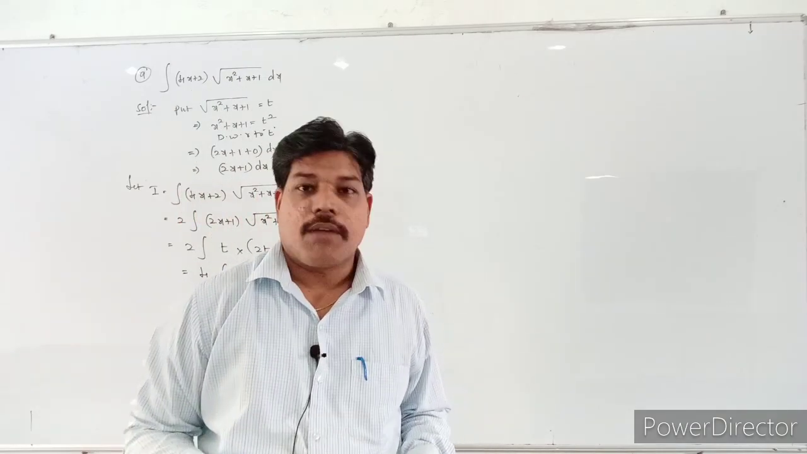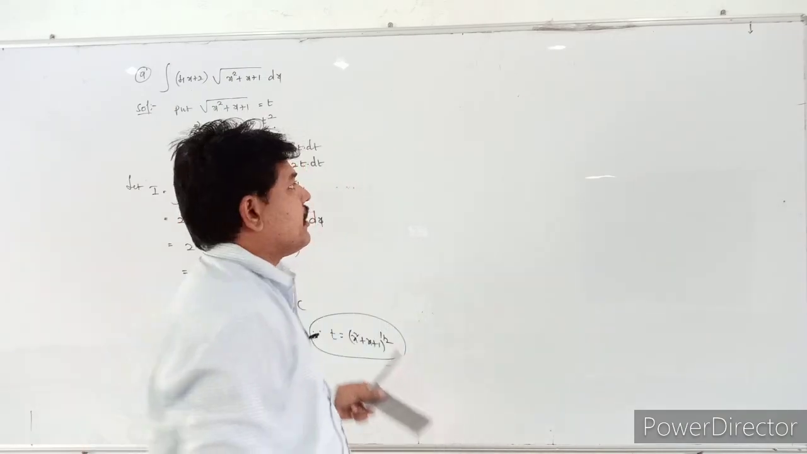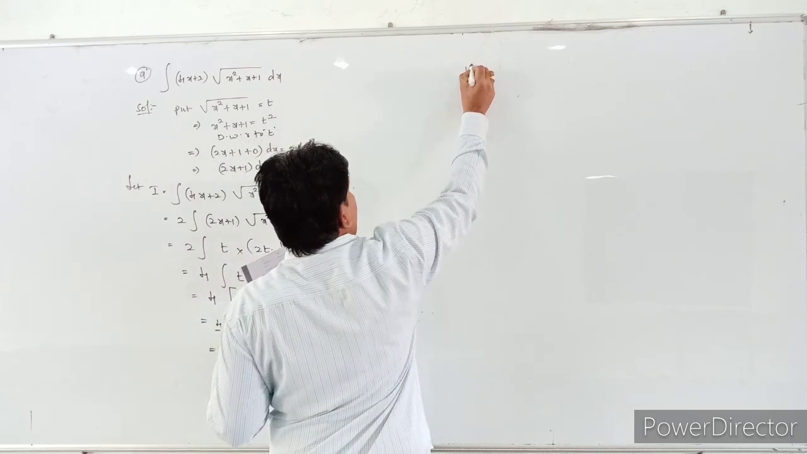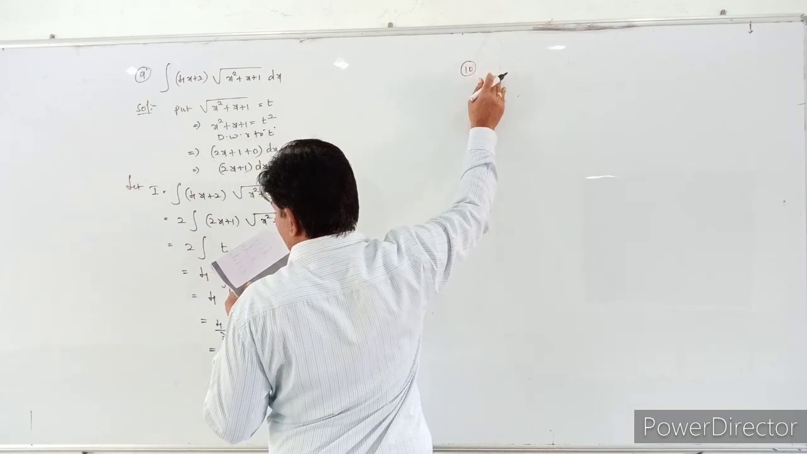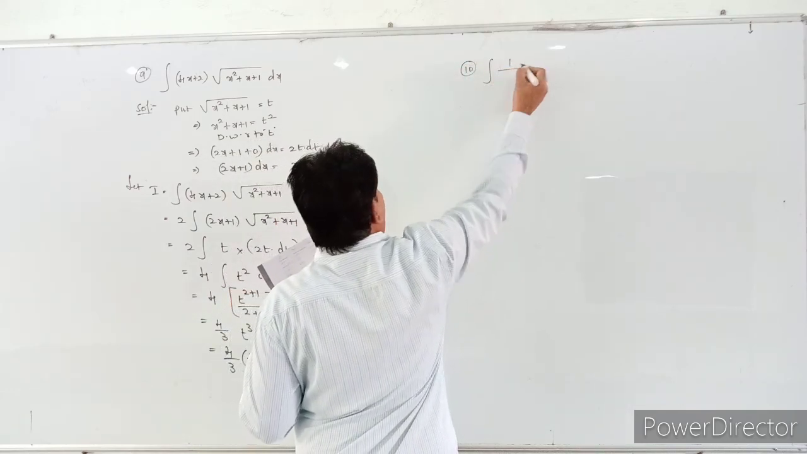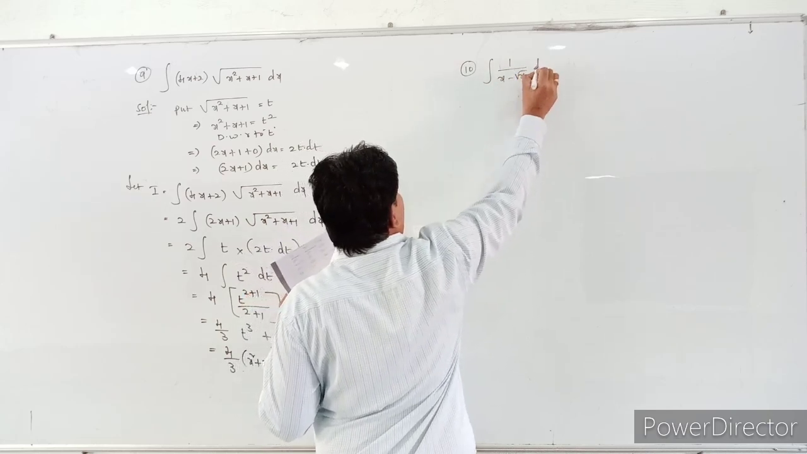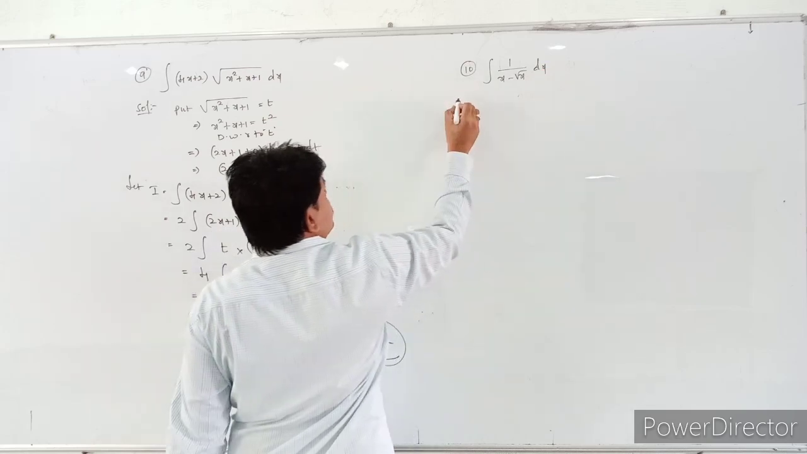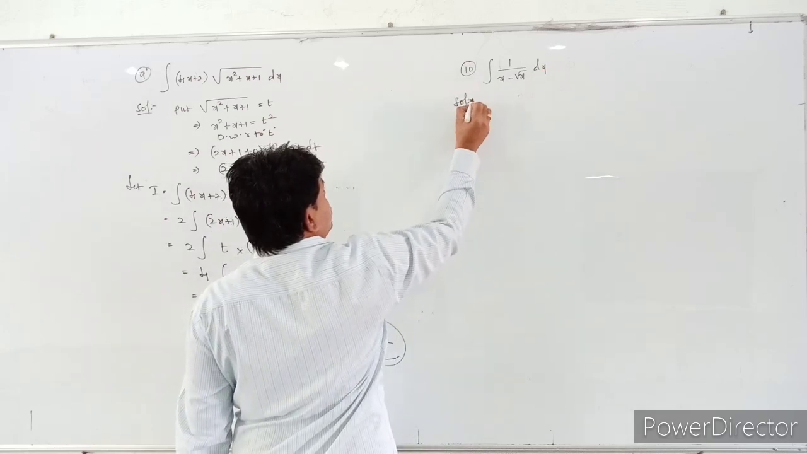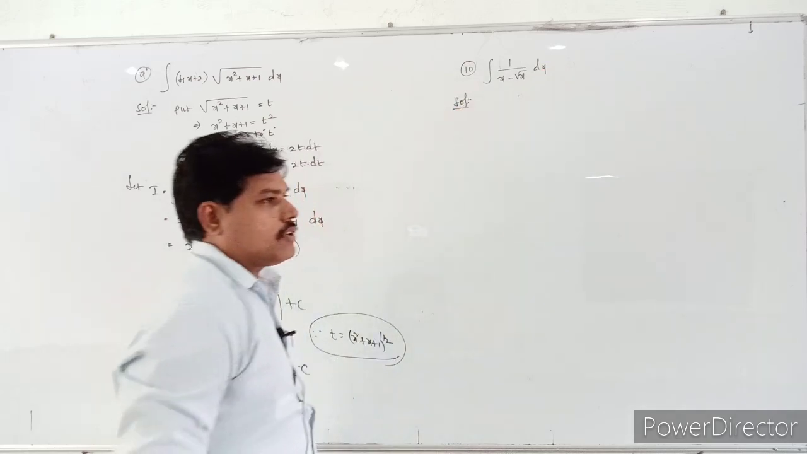See the question number 10. So what is the question number 10? Integral of 1 by x minus root x into dx. So see the solution here, students.